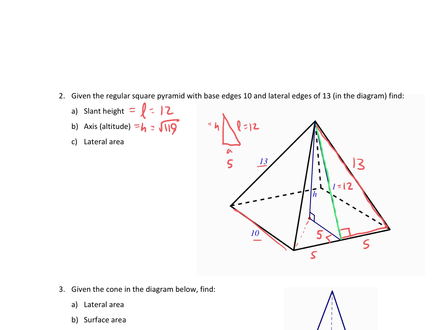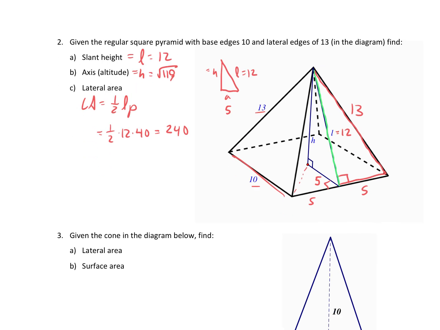All right, and then lateral area. Lateral area here is going to equal, it's not perimeter times height, it's half LP. And I know L, and I know P. So this is just 20 times 12. I'm actually not going to trust myself. That's 240. Total surface area, I would just have to add on 100. So that's not so bad.